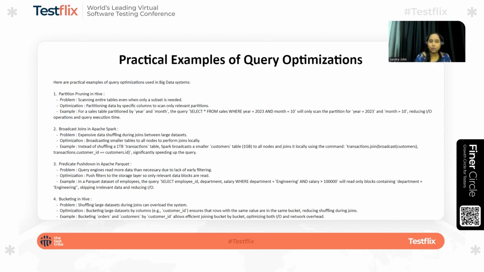So what is the optimization that can be done here is to push filters to the storage level, so only relevant data blocks are read.